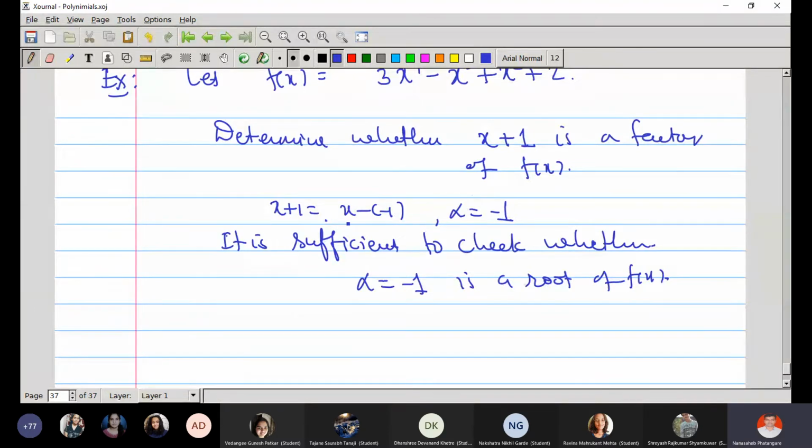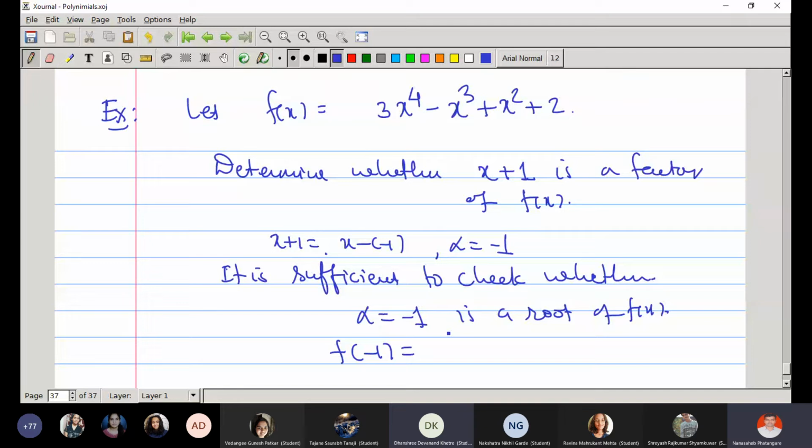So let us just calculate f of minus 1. What is f of minus 1? Three plus 1 plus 1 plus 2. Is it 0? No, not. So minus 1 is not a root and therefore x minus minus 1, or x plus 1, is not a factor. That is clear, right? We can immediately check whether x plus 1 is a factor of this polynomial. Correct?